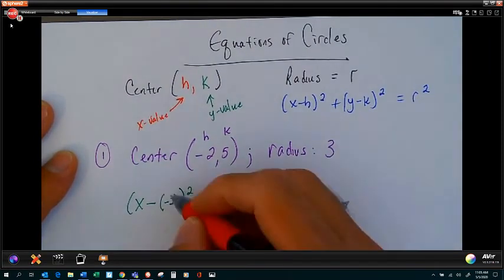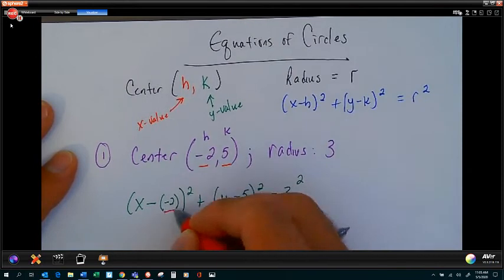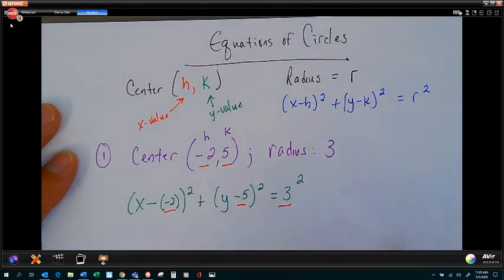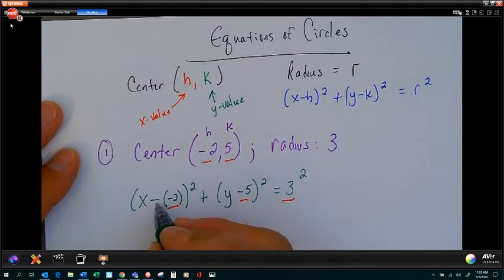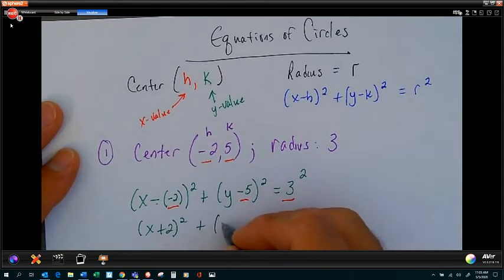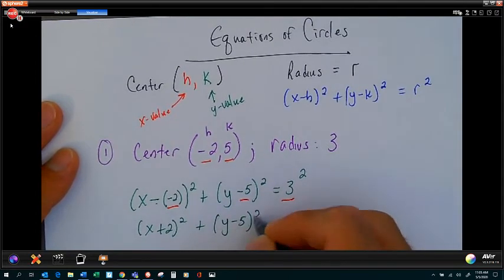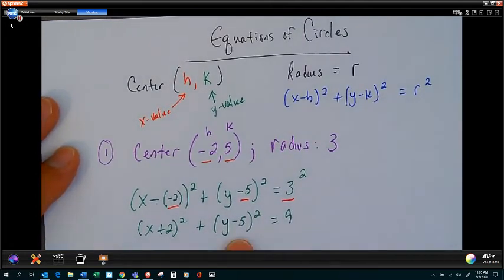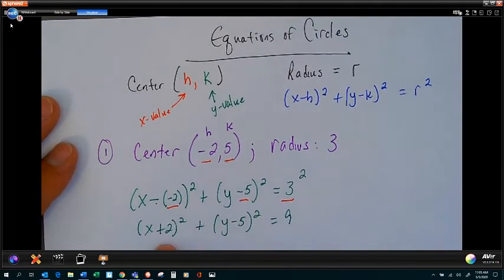So here are my input values, the ones I just inputted into the equation. Now I simplify. Minus a -2 is going to give me a +2. So it's going to be (x plus 2) squared plus (y minus 5) squared equals 3 times 3, which is 9. And so there's our first equation, giving the center and the radius: (x plus 2) squared plus (y minus 5) squared equals 9.